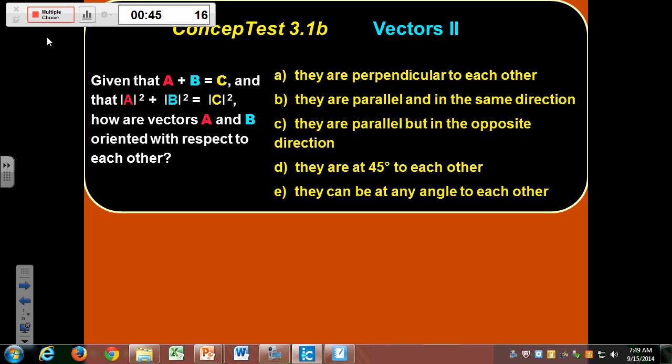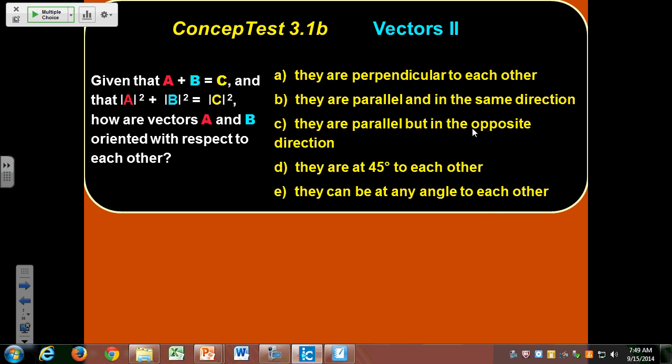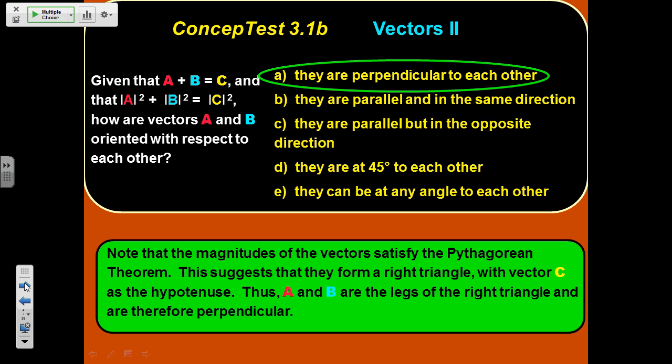I'm doing pretty good on these. Just a few more seconds. I'll stop it. Very good. That's right. That relationship is called what? a squared plus b squared. Right. Pythagorean Theorem. And in order for Pythagorean Theorem to be correct, it has to be a right triangle. So vectors a and b have to be perpendicular to one another.